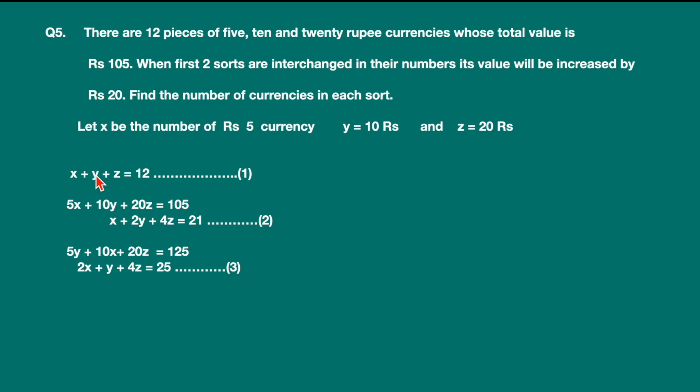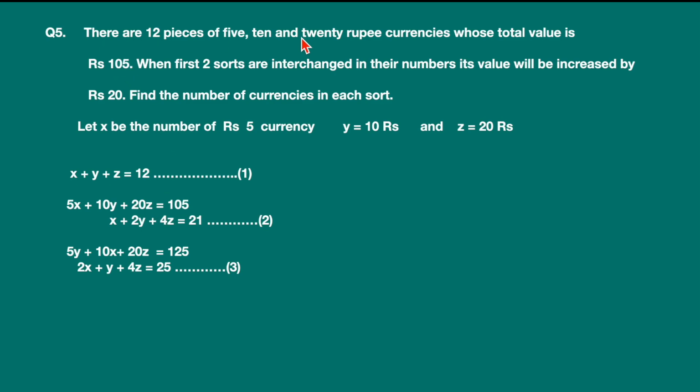Similarly, 10 rupee note. Supposing I had 5 10 rupee notes. So what is the value of the money I have in my hand? 5 into 10. That is 50 rupees. So similarly, Y is the number of notes. 10 is the value. So total value will be 10y. So what is the total value? 5x plus 10y plus 20z is equal to 105.